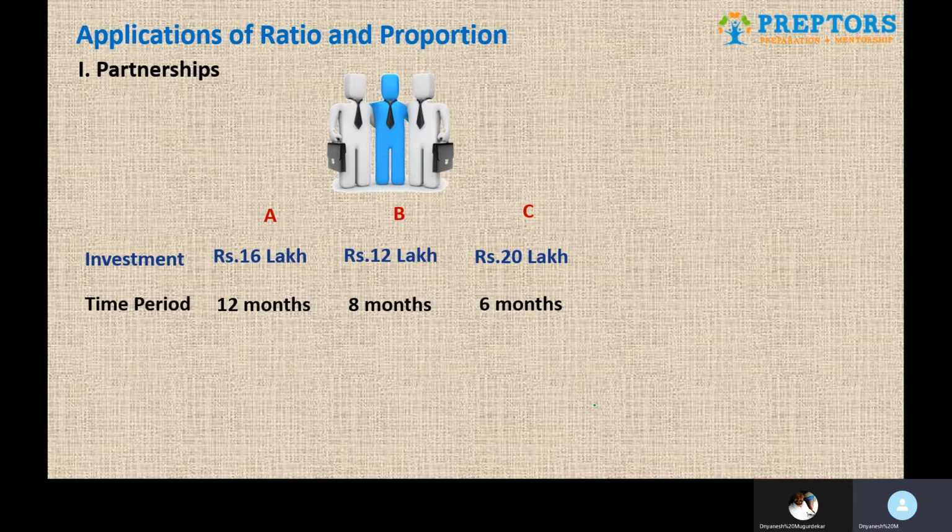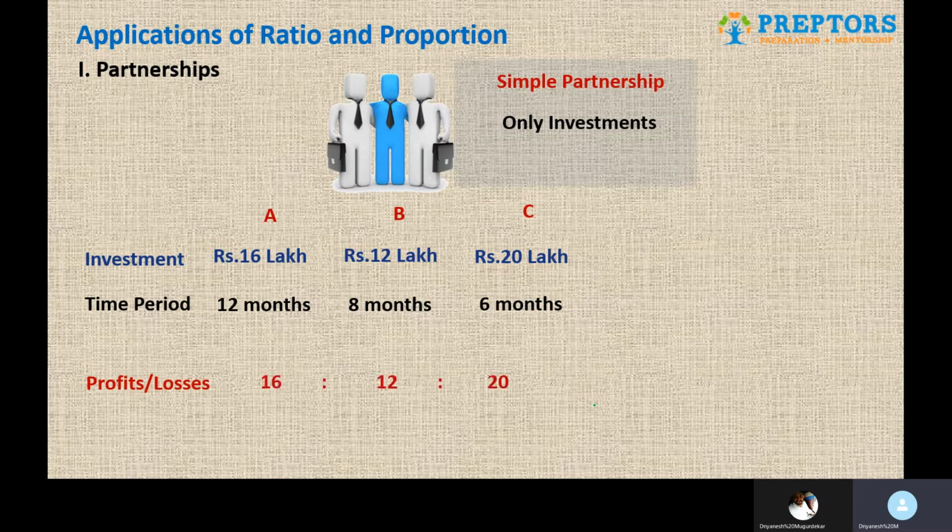One of them is simple partnership. And if it is a simple partnership, the point that you are supposed to remember here is that the ratio of the profits and losses shared will solely depend on the investment. So in simple words, जिसका सबसे ज़्यादा इन्वेस्टमेंट उसका सबसे ज़्यादा प्रॉफिट या उसका सबसे ज़्यादा लॉस होगा. So जो भी इन्वेस्टमेंट का रेशियो है, that is the ratio of profit. That means it is 16:12:20.